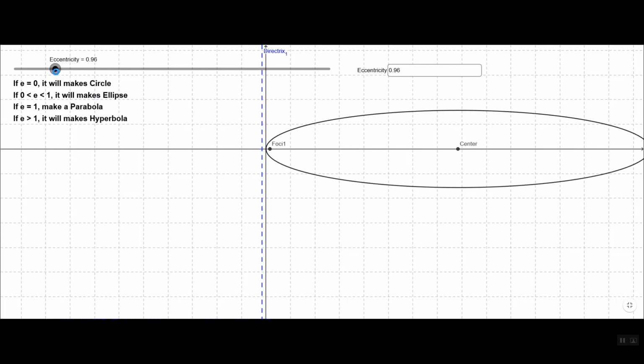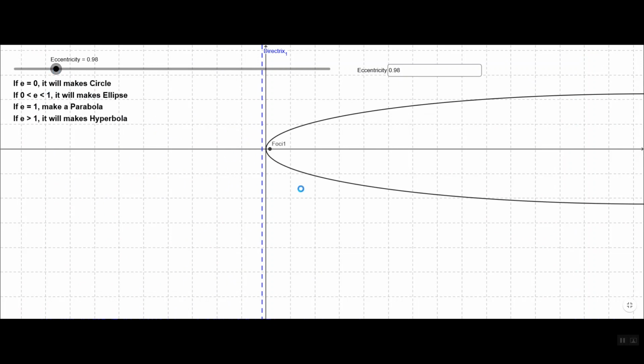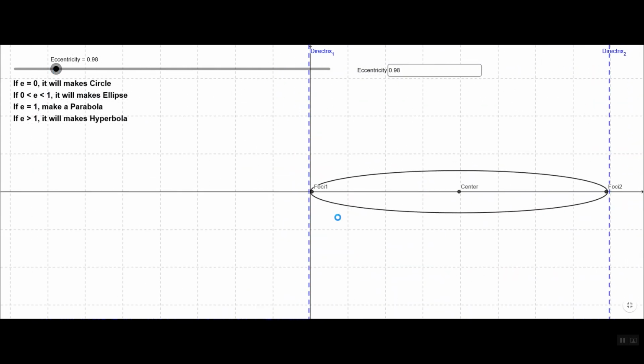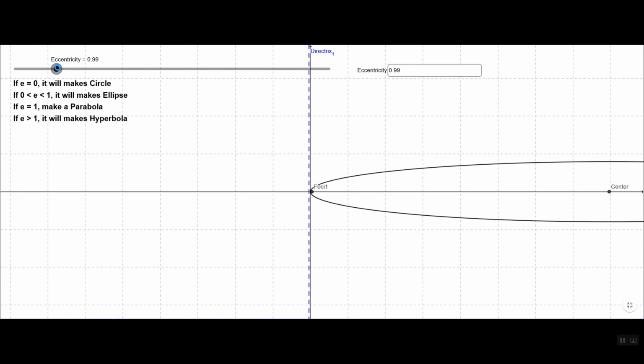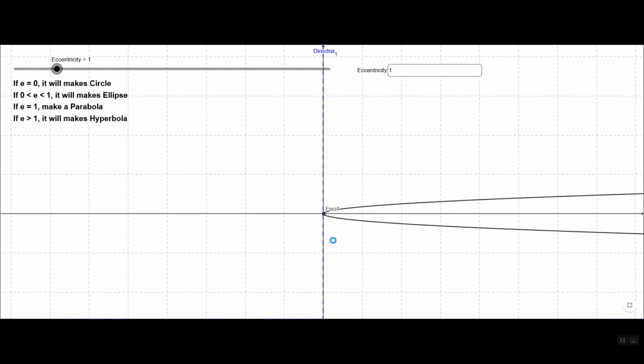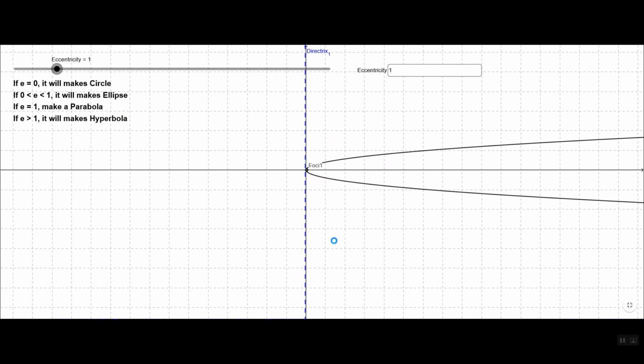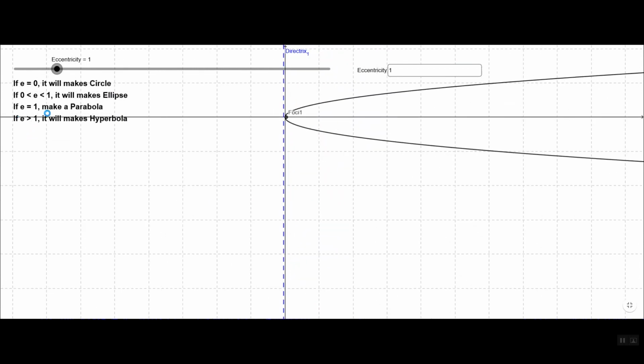So what happens if you reach 1? This is now, look, 0.98. It's still an ellipse. Now 0.99, it's still an ellipse. But what happens when we get to 1 is that we lose the ellipse. We don't have an ellipse anymore. What do we have instead? We have a parabola. So if the eccentricity is 1, it makes a parabola.